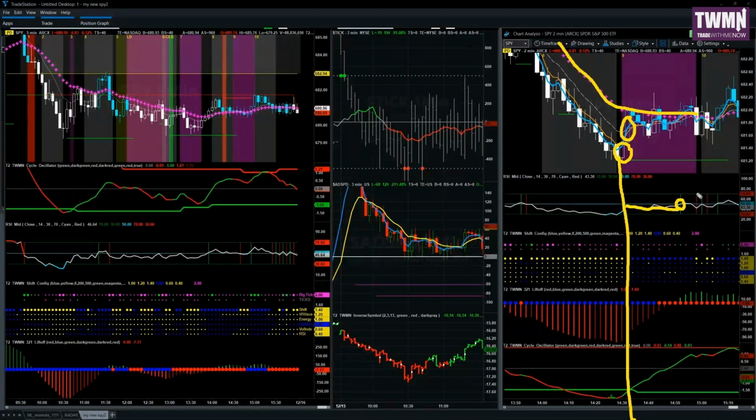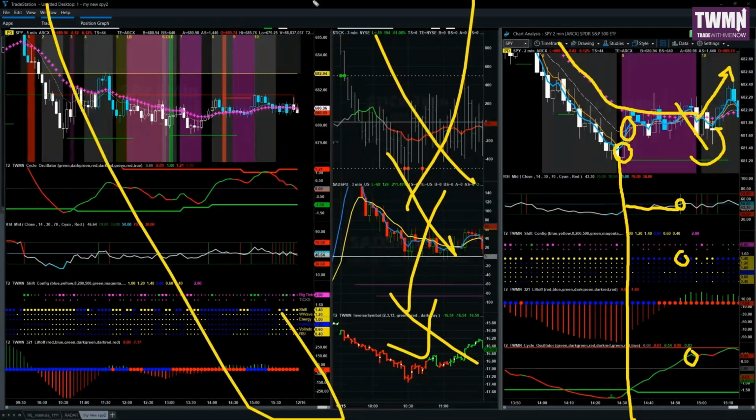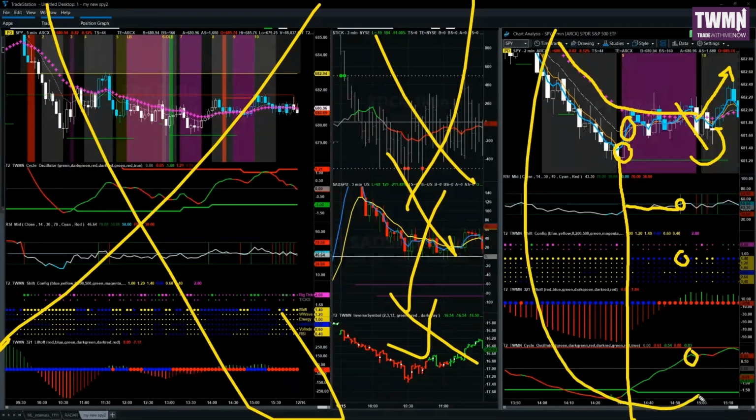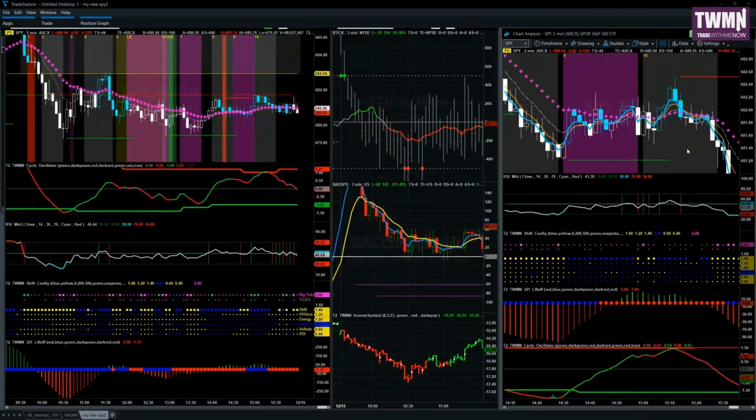Is there a nice pullback? Yeah. Do you have blue dots? Yeah. Do you have green oscillator? Yeah. So where's the pullback? Here. Does it reverse back up where you can take the trade? Yes. That's it. Simple rules. I haven't even looked at any of this. I'm just giving you simple rules right here to follow. Paper trade it, my friends.